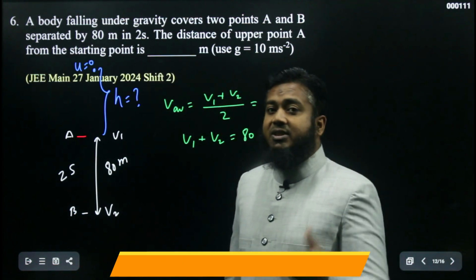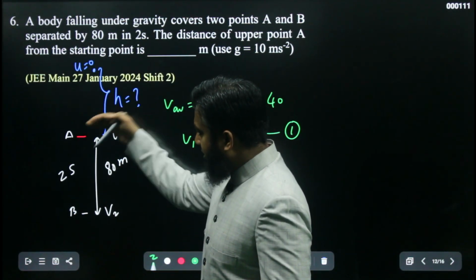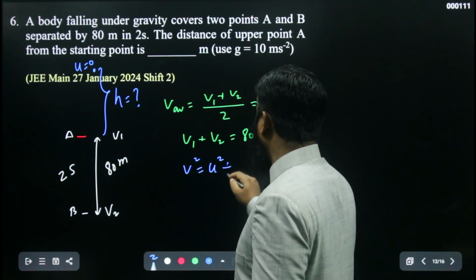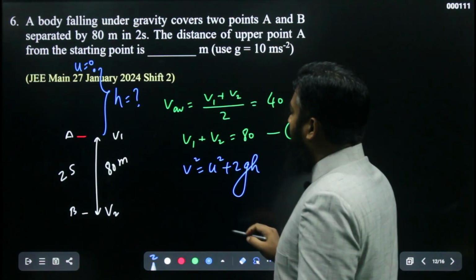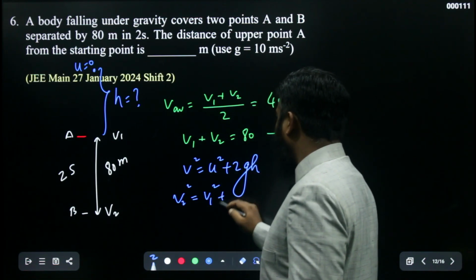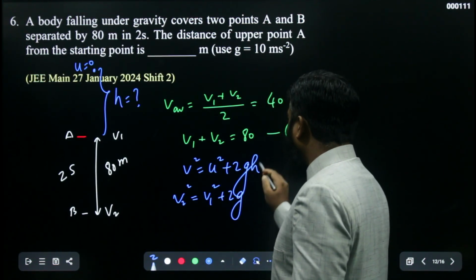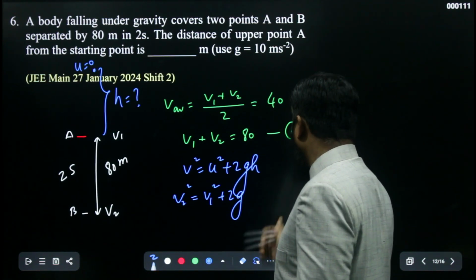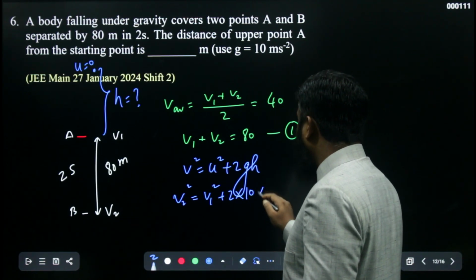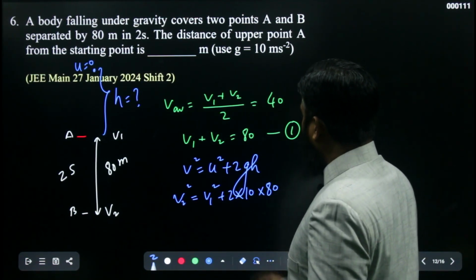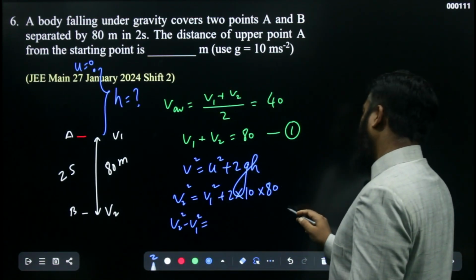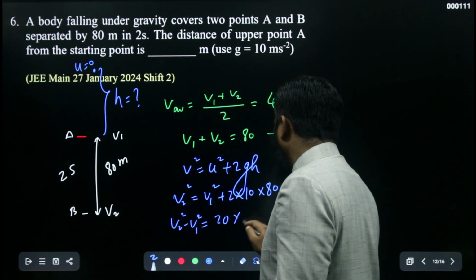Now let us make use of the third equation for the journey A to B. So how would we write the third equation? It is v square is equal to u square plus 2gh. Final velocity is v2, so v2 square is equal to v1 square plus the body is moving downwards, so 2g and in place of h we can use 80. So let us use the values. G is 10, it is given to us also in the question, and h is 80 meter. So let's take this v1 on the left hand side. v2 square minus v1 square is equal to 2 into 10, that is 20 into 80.